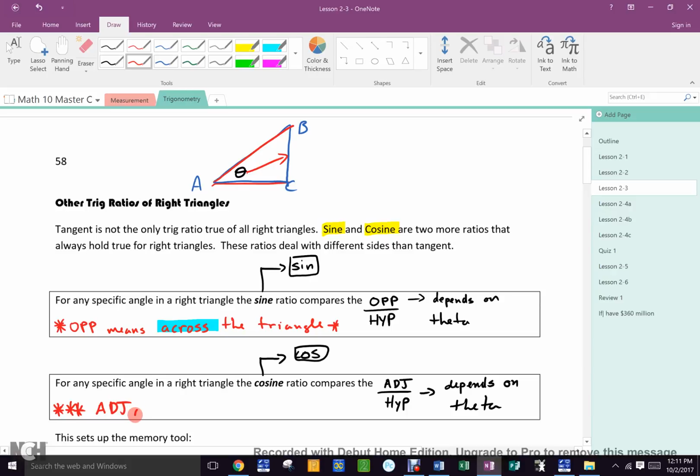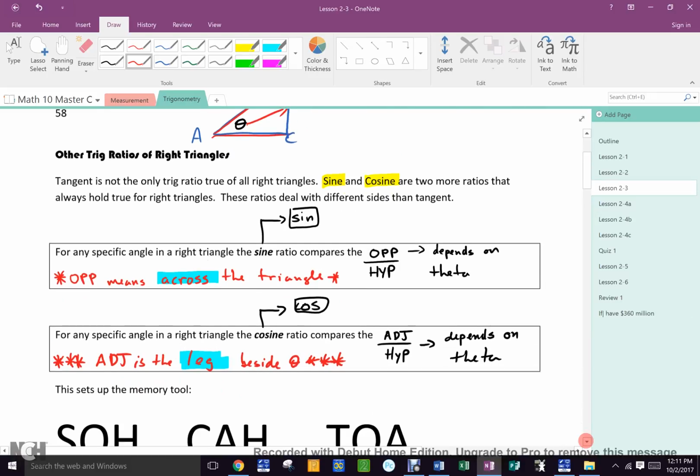Adjacent is the leg. The leg beside theta. And then 3 more stars, because kids screw that up. I'm doing it, Mr. Myers. I'm doing it. It's the one beside. So it's adjacent over hypotenuse. But the adjacent and the hypotenuse are the same. So the cosine of that is 1. You laugh, but that has been said in my math classes. Is everybody cool? All right.